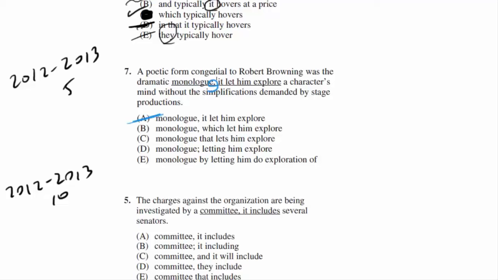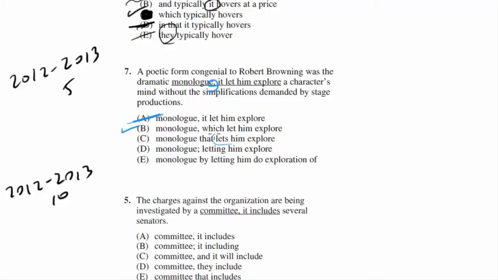A poetic form congenial to Robert Browning was a dramatic monologue, which let him explore a character's mind without the simplifications demanded by stage productions. Yeah, so we changed the second into a relative clause, and now it's subordinate, and now we don't have any issues with the original, right? Now we know it's an independent clause with a subordinate or dependent clause, no comma splice. That looks good. A poetic form congenial to Browning was the monologue that lets him explore.